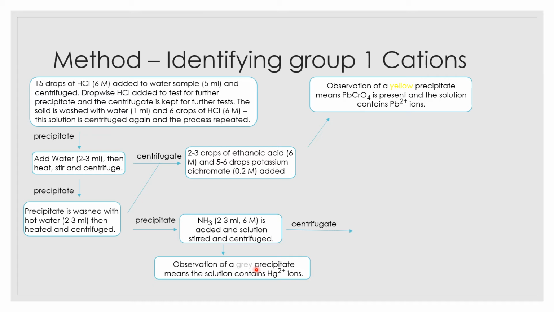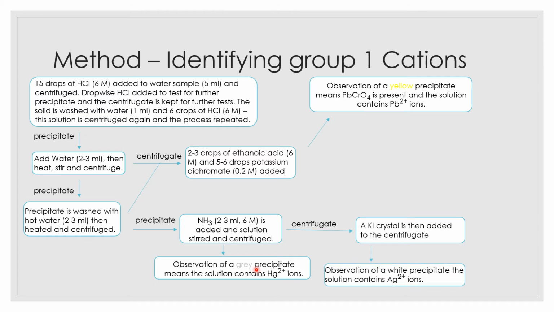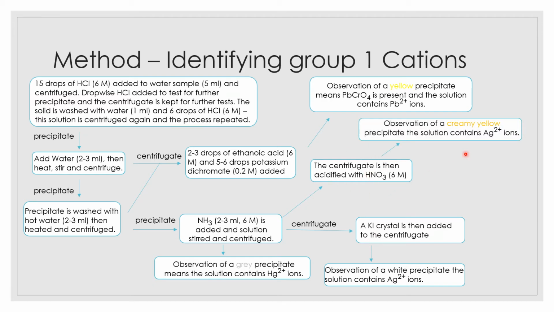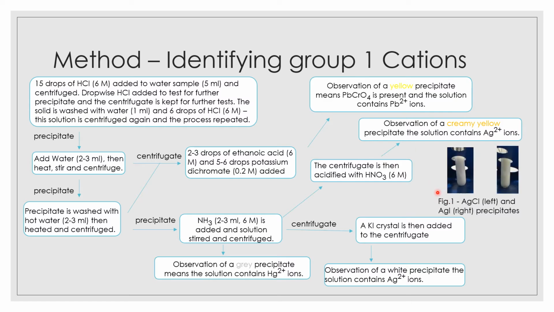So we've got two things we can do with the centrifugate now. We can either add a potassium iodide crystal, and we will see a white precipitate, and that indicates we have silver ions in solution. Or another way to identify silver ions in solution is to add some nitric acid, and this will instead create a creamy yellow precipitate of silver ions. And here are the two pictures. Those are the pictures from the PDF slideshow.